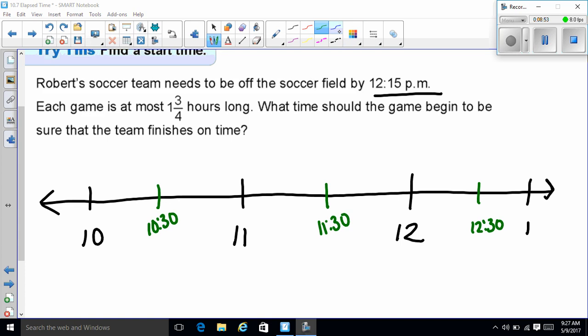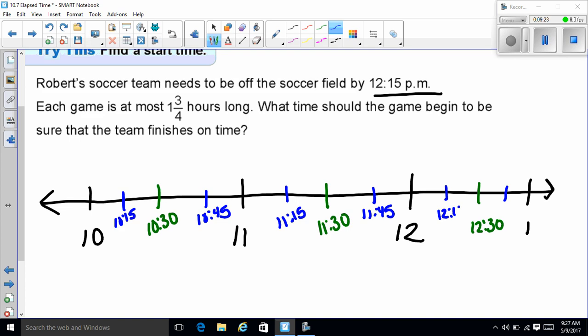Okay. Then I need to go back, and I want to split that up even more. So half of a half, half of a half. All right, so between 10 and 10:30, this is going to be 10:15. Between 10:30 and 11, it's going to be 10:45. Between these two would be 11:15. Between these two would be 11:45. Then I have 12:15, and I have 12:45.